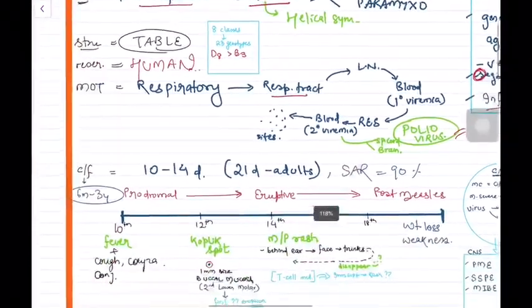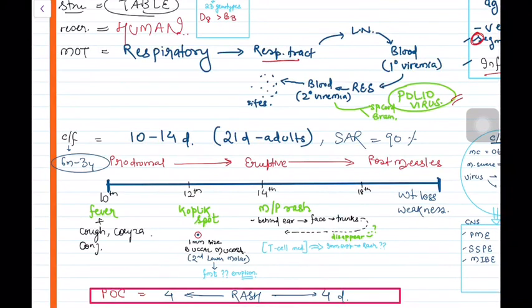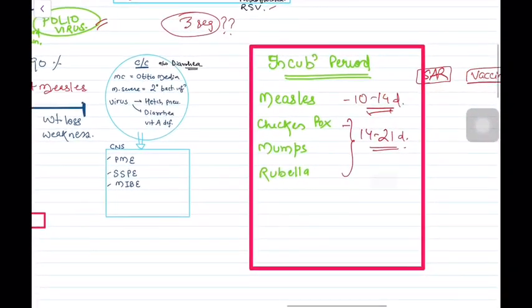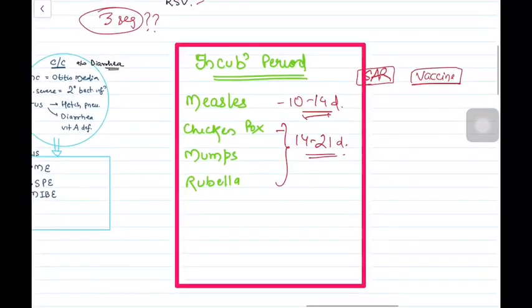Then coming to clinical features, it is most common in 6 months to 3 years old children. The incubation period is 10 to 14 days, but for adults it can be 21 days too. For incubation period, you can remember this sequence: measles, chickenpox, mumps, rubella. For measles, 10 to 14 days, and for all these three, you can roughly remember 14 to 21 days.